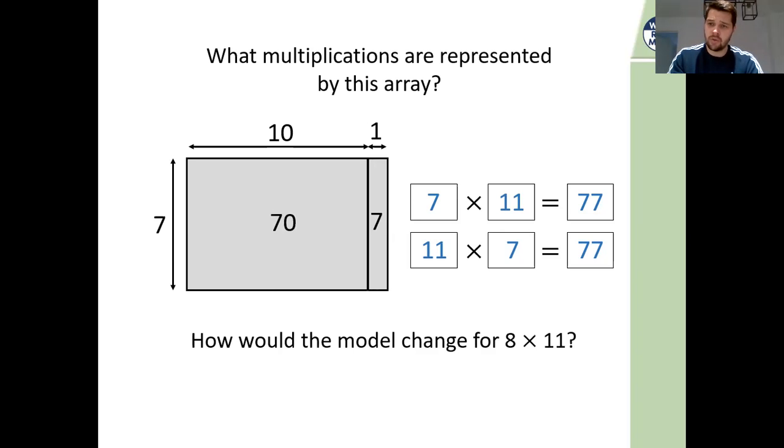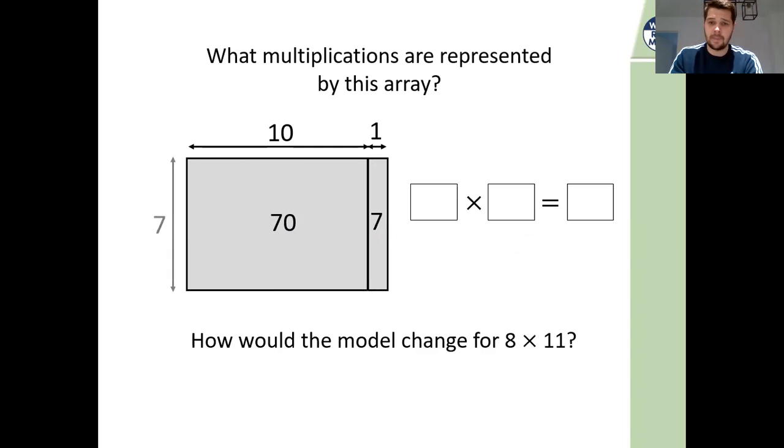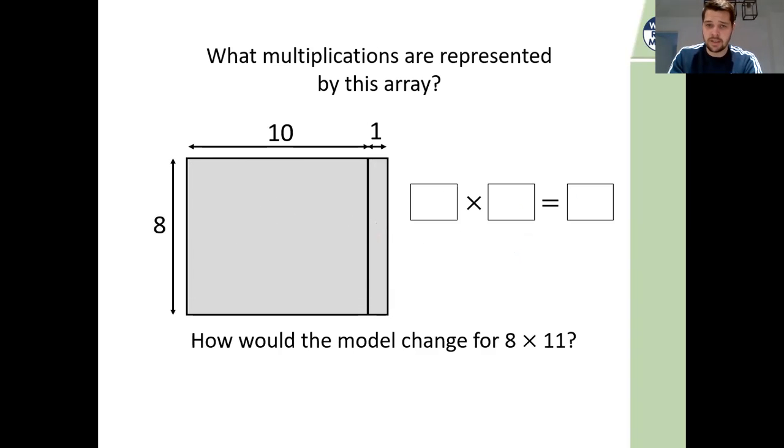If you're not too confident, draw out your arrays. If you are a bit more confident, see if you can draw it out so that it looks similar to this method here. 8 times 11. Think about multiplying 8 by a nice number like 10 and then adding on another 8. I will show you how that looks now. Hopefully you had something that resembles that in some form.